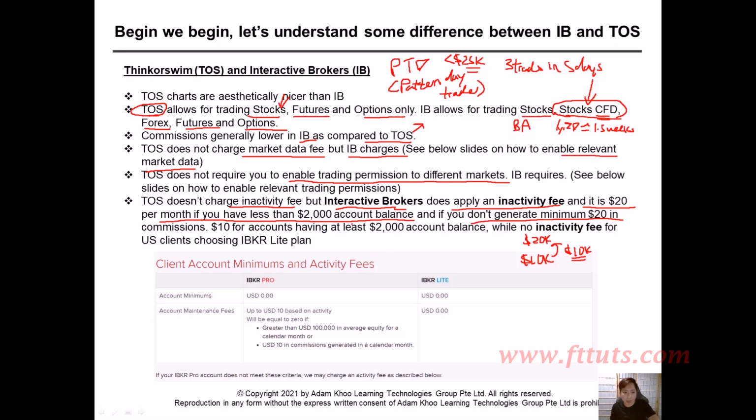Okay, so generally I personally opened the pro account. You can see over here what the difference is. So I personally opened the pro account. If you don't want the maintenance fees, you can open the light account.